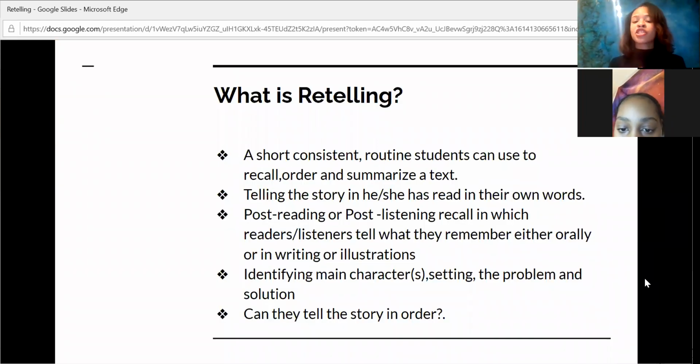All right. So, retelling in a story, it is a short, consistent way that students are able to recall, to order, or to summarize a text of what they have read. So you're also telling the story in your own words. You can do this by post-reading or post-listening recall, in which the readers and listeners tell what they remember either orally, written out, or through picture illustrations. Those are all different ways you can retell a story. When you're retelling, you're also able to identify the main characters, the setting, the problem, and also the solution within the text. And you have to ask yourself, are you able to tell the story in order? And if you are, that's really good, and that means you're actually able to retell a story.